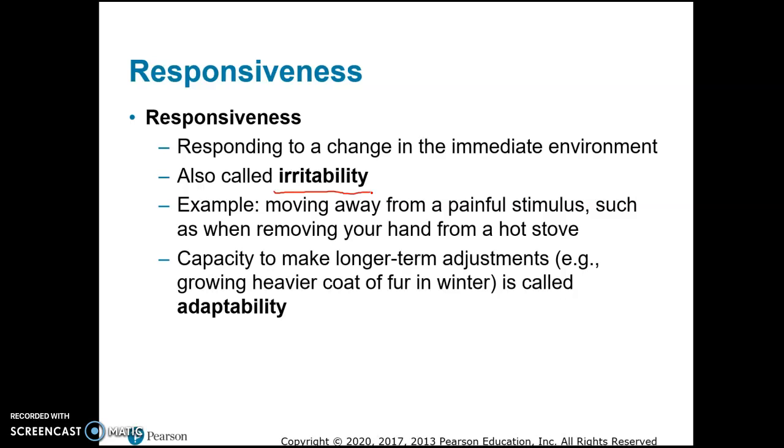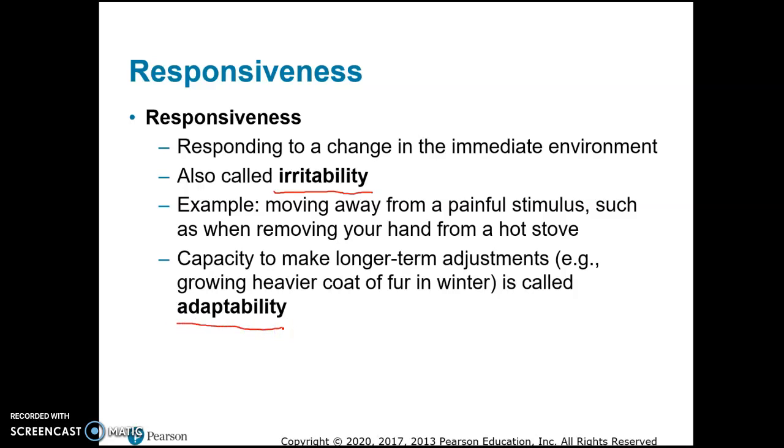But irritability can also be a good thing. Like the smell of coffee in the morning, if you like coffee, or the smell of breakfast may help wake you up in a better way, where your response is more calm and peaceful. Human beings also have the capacity to make longer term adjustments. All living things do. And that is called adaptability.